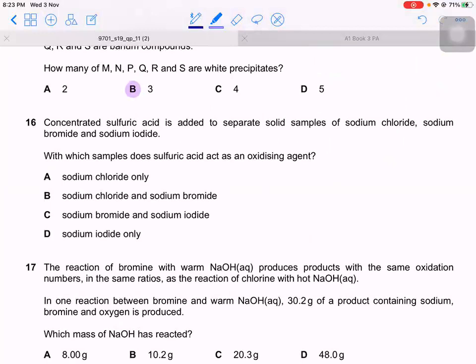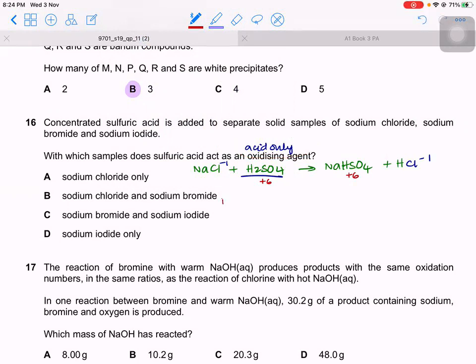16. Concentrated sulfuric acid is added to separate solid samples of sodium chloride, sodium bromide and sodium iodide. So we know that NaCl with H2SO4 undergoes a reaction where you make NaHSO4 and HCl. In this, H2SO4 acts as an acid only because chloride does not get oxidized. It stays -1 to -1. So there's no change in oxidation state. Sulfur stays +6, here also +6. There's no change. So in NaCl, it does not act as an oxidizing agent. It acts as an acid only.